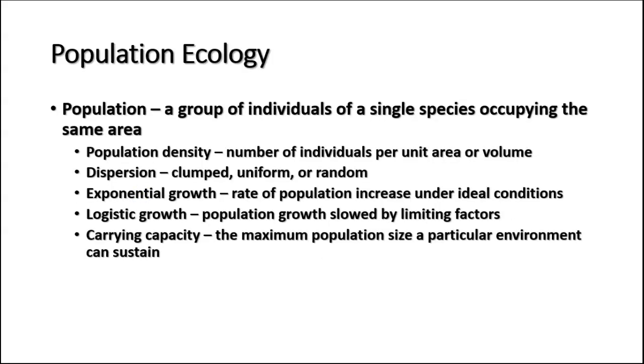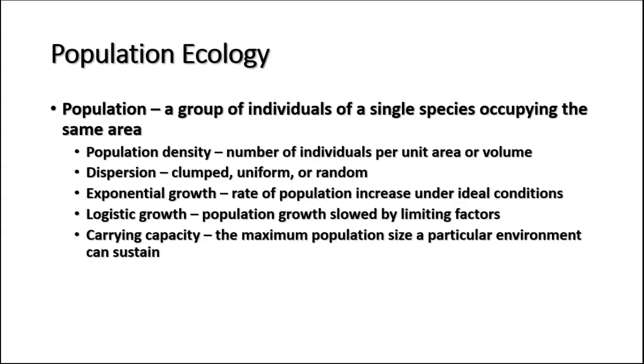In terms of ecology, the first thing we talked about was populations. Remember, a population is a group of individuals of the same species occupying the same area that interact with each other. Population density is the number of individuals per unit area or volume. So how would you calculate that? The number of individuals divided by the unit area or volume, whichever one you're talking about.